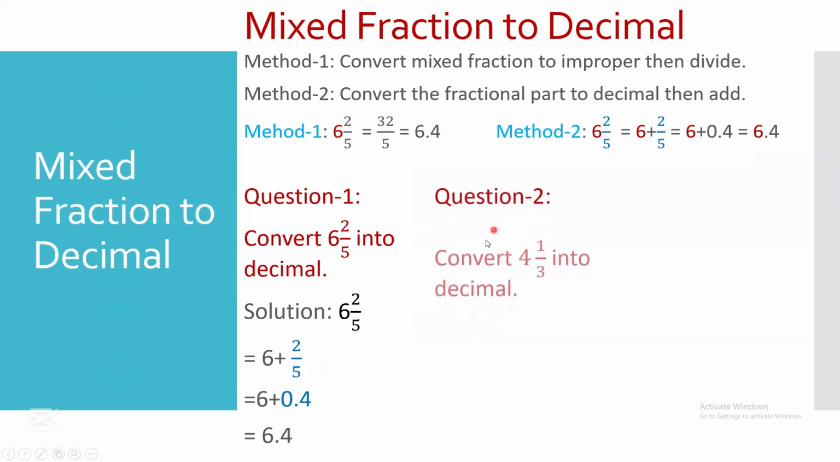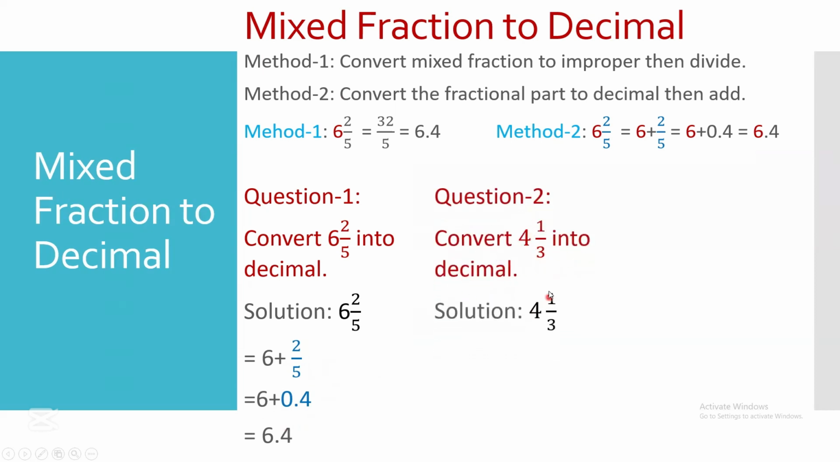Now question number 2, you see, convert 4 whole 1 by 3 into decimal. Now here you see, this is a mixed fraction, 4 whole 1 by 3. Now we can separate this 4 integer part and the fractional part 1 by 3. Now this fractional part 1 by 3 we can convert into decimal. Now if you divide, you will get 0.333. So you can add together 4 plus 0.333, it will be 4.3. Since the 3 repeats, we can put a bar sign here, 4.3.